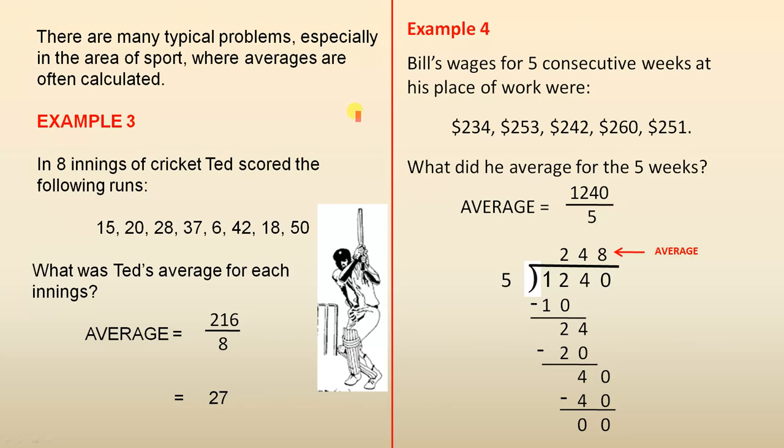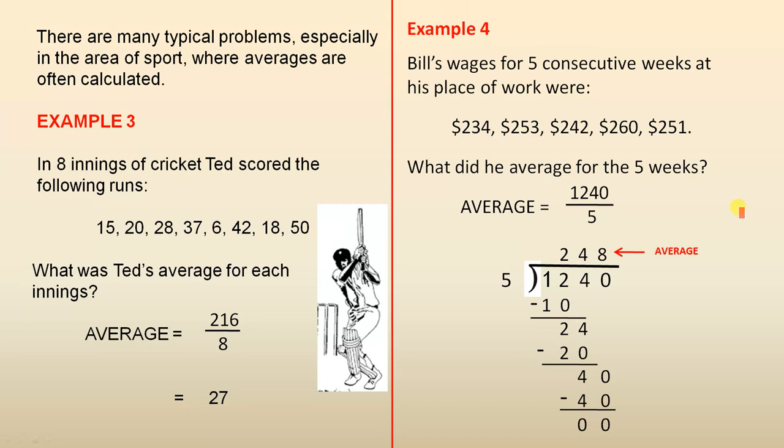There are many typical problems, especially in the area of sport, where averages are often calculated. For example 3. In 8 innings of cricket, Ted scored the following runs. There are his 8 innings. What was Ted's average for each innings? You add all the scores up to give you 216, you divide by 8, and that gives you 27 as the average for each innings.